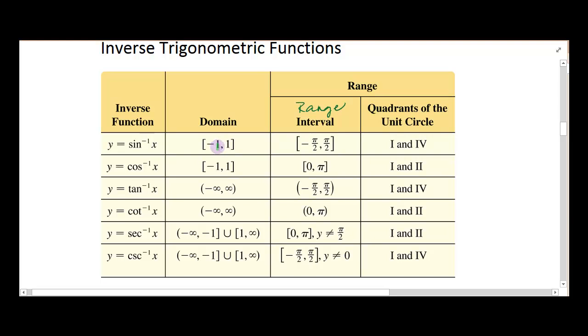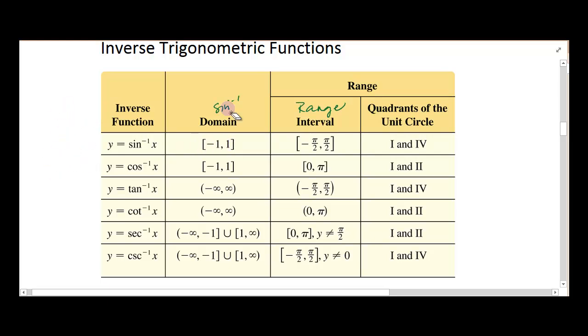So if I input a number for x, or if I'm trying to find the inverse sine of a number, that number has to fall between negative and positive 1. If you think back to the graph of sine, remember our sine and cosine functions bounce back and forth between positive and negative 1. So for a sine function, this is the range. For the inverse sine function, this is now the domain. See how they're switched? Okay.